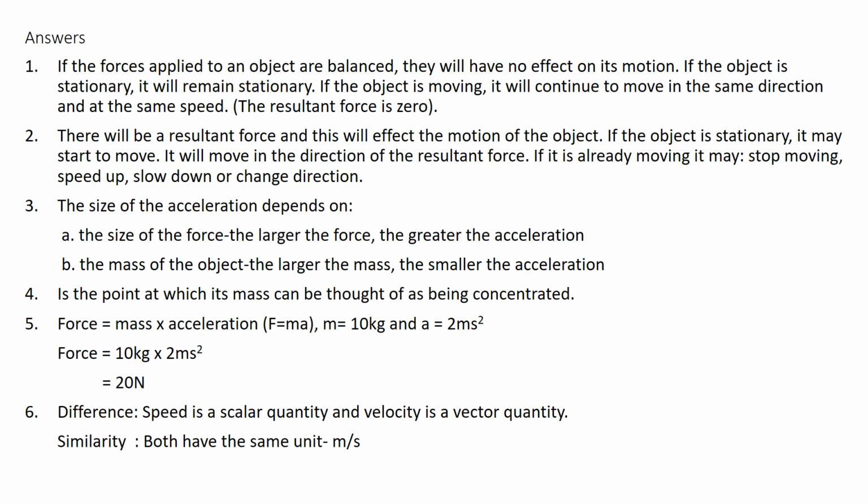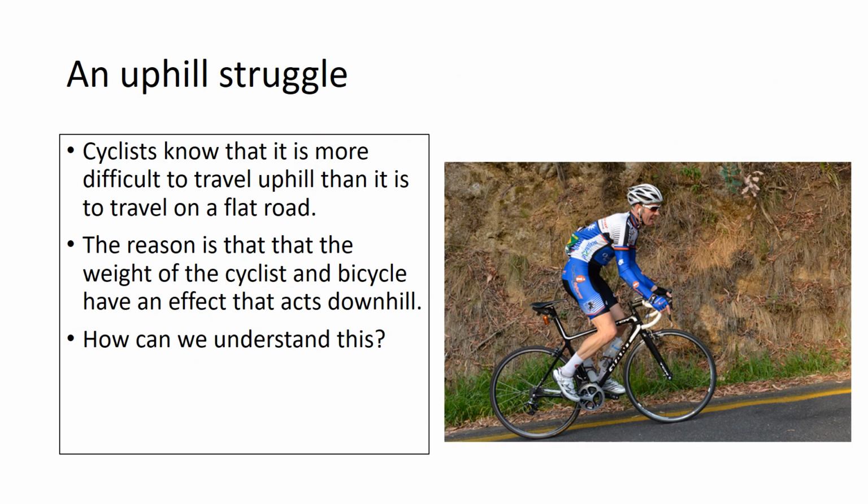Number 6, so state one difference and one similarity between speed and velocity. The difference is speed is scalar, velocity is a vector. Probably bored of hearing that one, but it comes up all the time. That's why we're going over and over it. Remember, practice makes permanence. Number 6, part B, similarity. They both have the same unit, meters per second. So moving on to today's lesson.